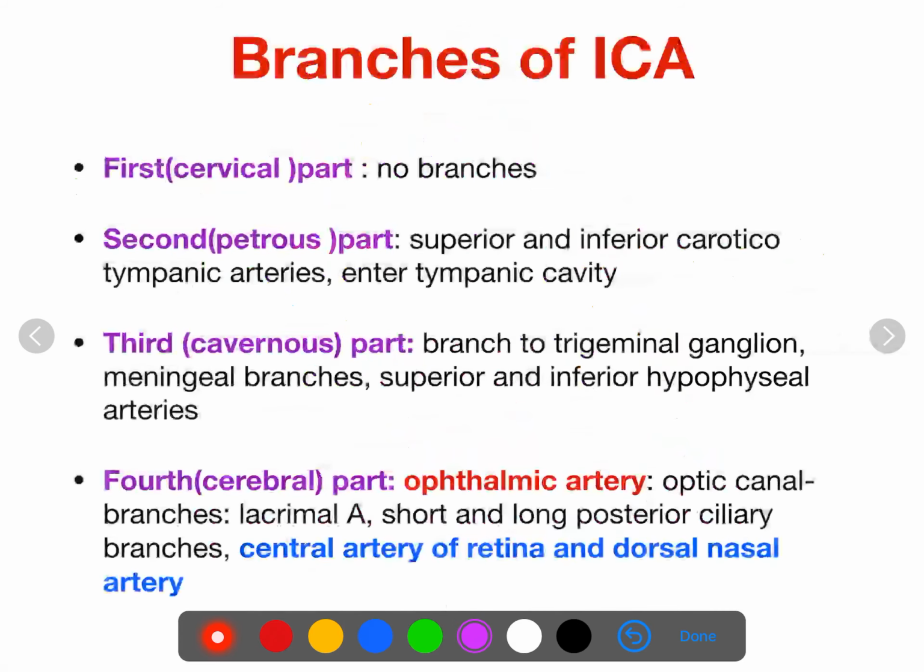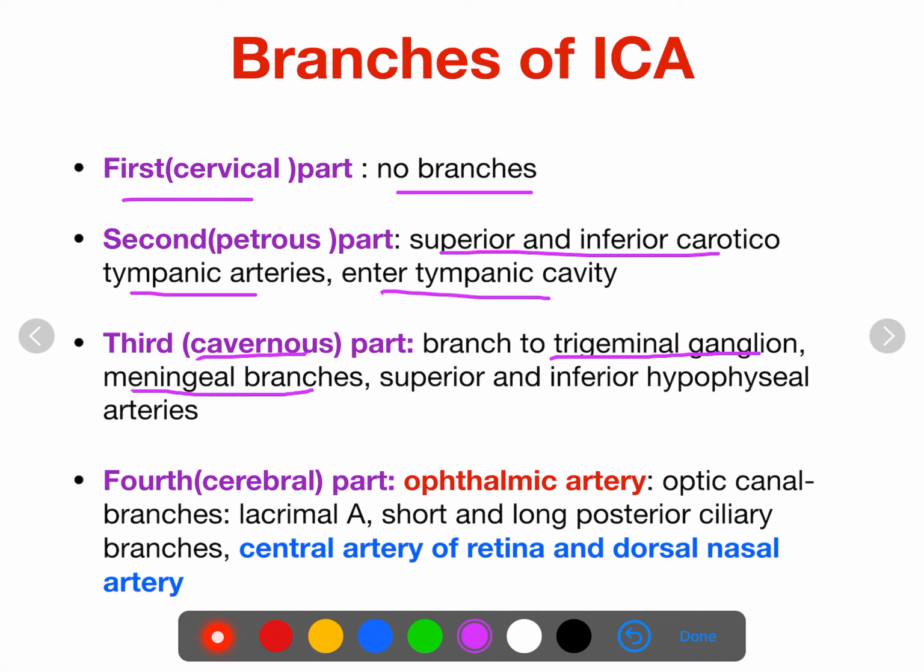Now the branches, as we discussed: in the first part there are no branches. The second part has the superior and inferior caroticotympanic arteries, which enter the tympanic cavity. The third part is the cavernous part, which provides branches to the trigeminal ganglion, meningeal branches to the middle cranial fossa, and the superior and inferior hypophyseal arteries. The fourth part is the ophthalmic artery, which enters the orbit through the optic canal.